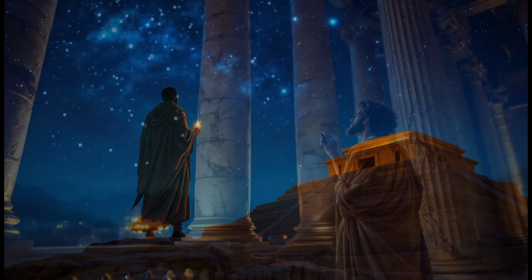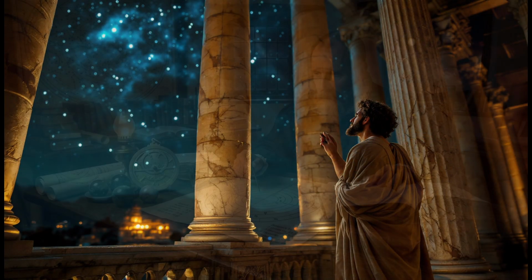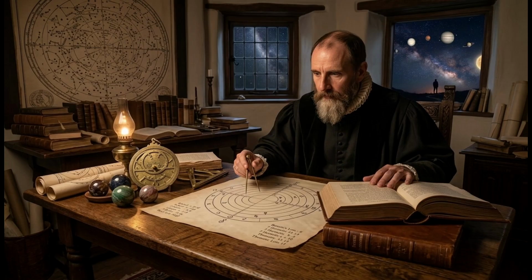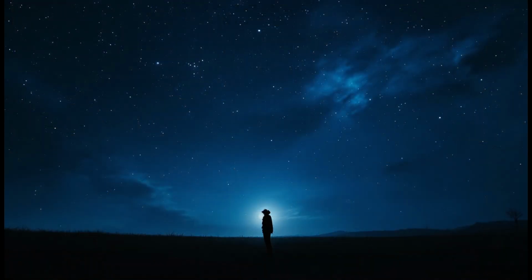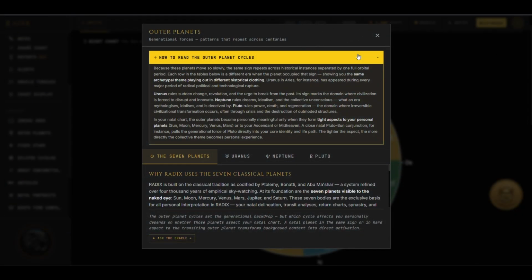The Mesopotamians tracked them. The ancient Greeks built on that tradition. Medieval Arabic scholars refined it. Bonatti systematized it. All working from the same observational base, what you can see with your own eyes from the surface of the earth. There's a philosophical argument embedded in this that the tradition takes seriously. The planets visible to the naked eye are the ones most immediately and directly present in human experience. They're part of the sky that every person throughout history could see, track, and relate to.